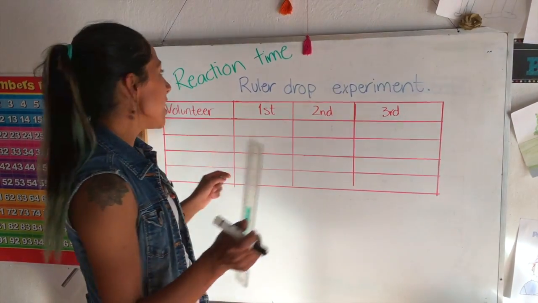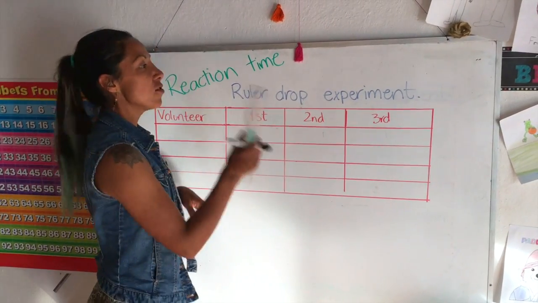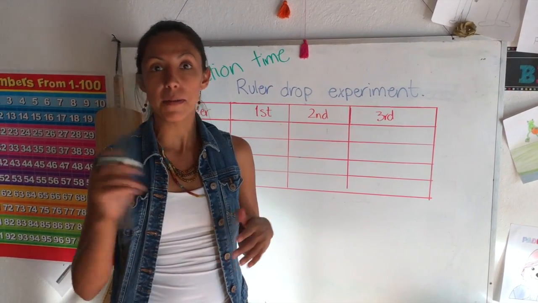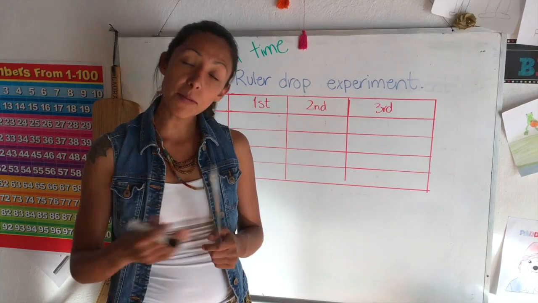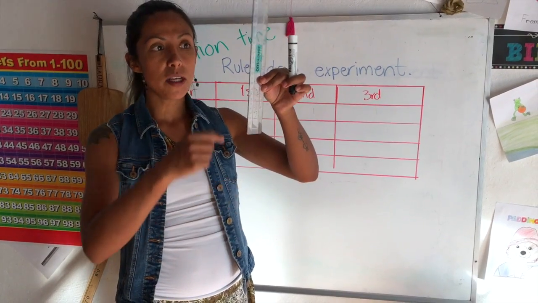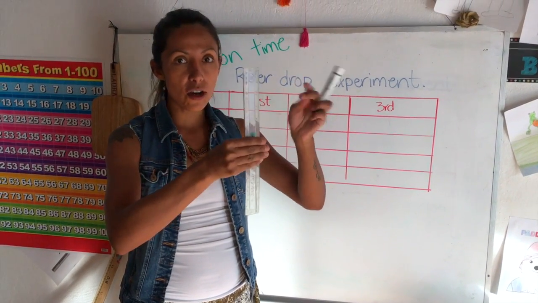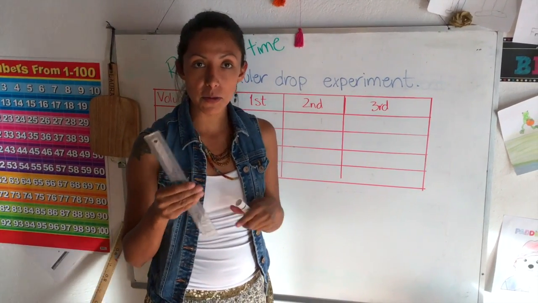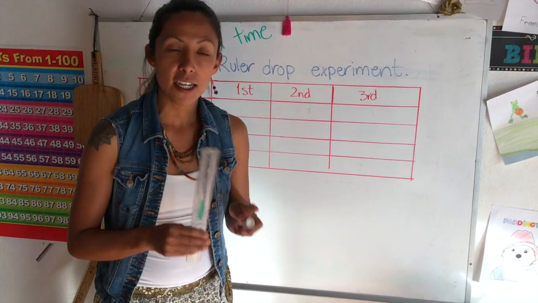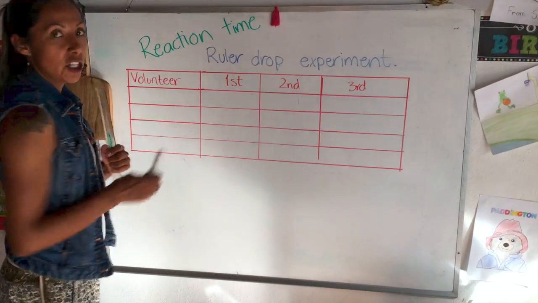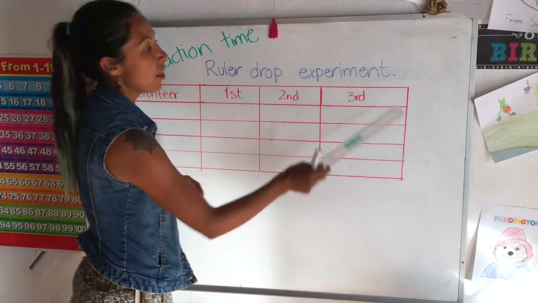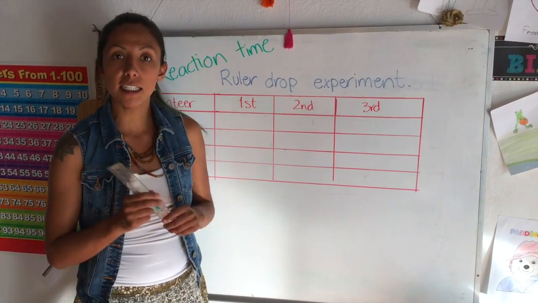Experiment time, guys. And this experiment is called ruler drop experiment. So here we're going to measure the reaction of our family members and ourselves as well. The aim here is to find out who has the quickest reaction when you drop a ruler and you hold it, right? You need someone else to help you with this. You cannot just drop it yourself because that doesn't work like that. So you're going to draw these charts where you're going to put the volunteers, then the first, second, and third go. Okay? And this is what you're going to do.